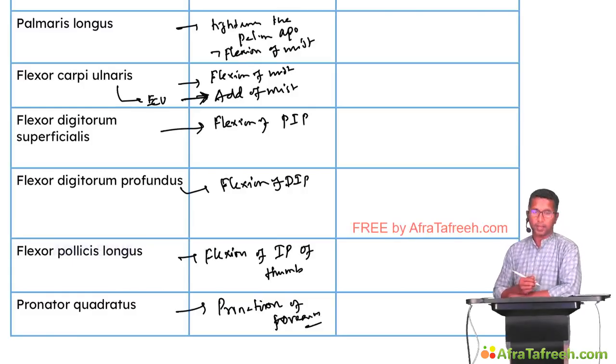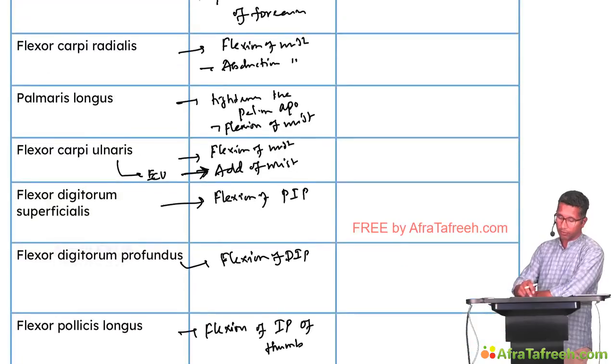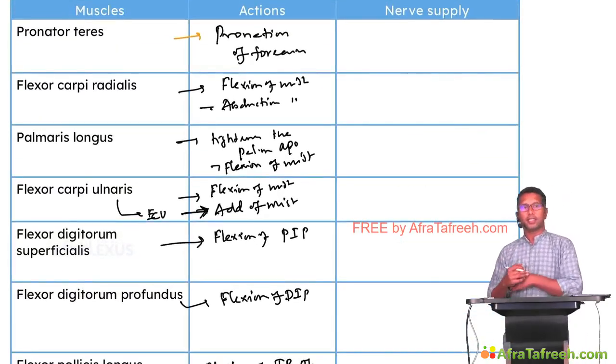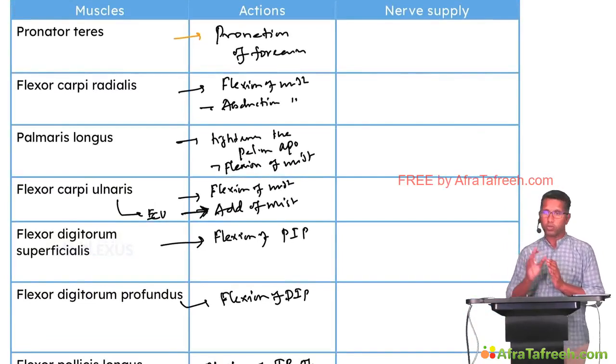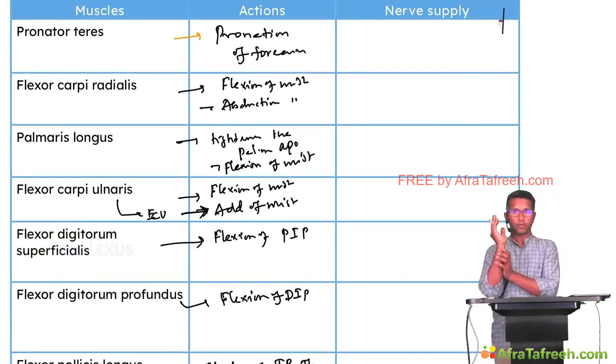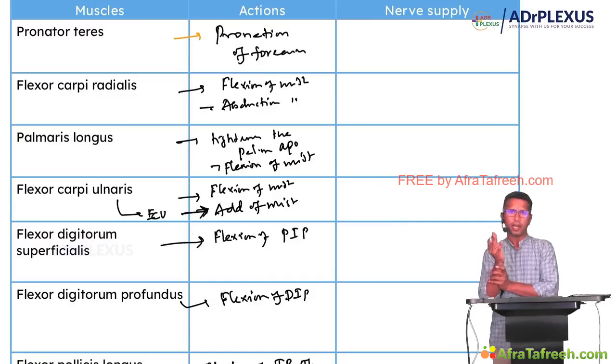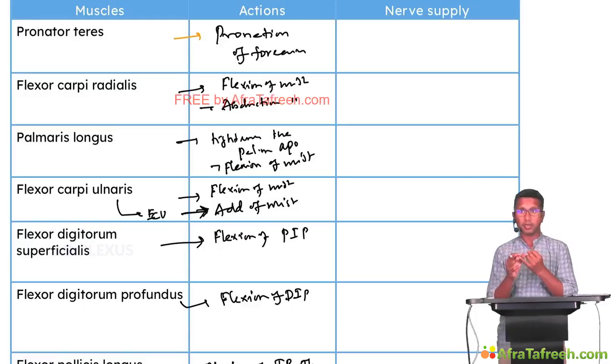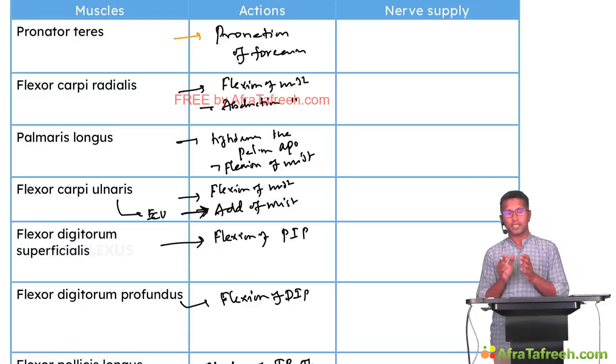Okay, so these are the muscles in the forearm, in the flexor aspect, and their action. Nerve supply. The nerve supply is very simple, guys. Most of the muscles of the forearm are supplied by the median nerve or a branch of the median nerve, except flexor carpi ulnaris and the medial half of flexor digitorum profundus, which are supplied by the ulnar nerve.